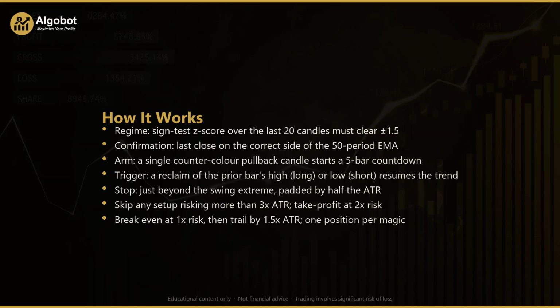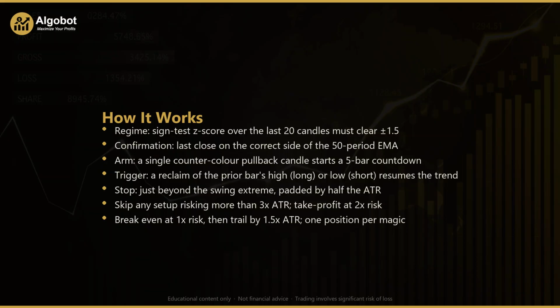Next comes the two-stage entry. In an up regime, the strategy waits for a single countercolor candle, a bearish candle, which represents a shallow dip inside the uptrend. This arms the setup. It then starts a countdown of up to 5 bars, the ArmMaxBars parameter. If, within that window, a bullish candle closes back above the previous bar's high, that reclaim confirms the trend is resuming, and the strategy signals a long entry.